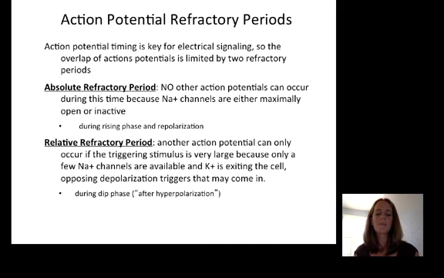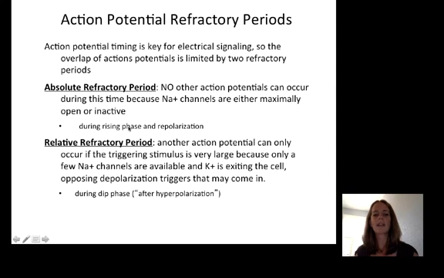Okay, the last bit before we're done is that there are some points during the action potential that are limits to electrical signaling across cells. So remember that an action potential is a traveling electrical signal, and its goal is to get neurotransmitter release at the synaptic terminal. There are 2 times in the action potential where no other action potentials can occur during this time. So an absolute refractory period is when the sodium channels are either maximally open or inactive. So look at your graph, and when are the sodium channels maximally open or inactive?